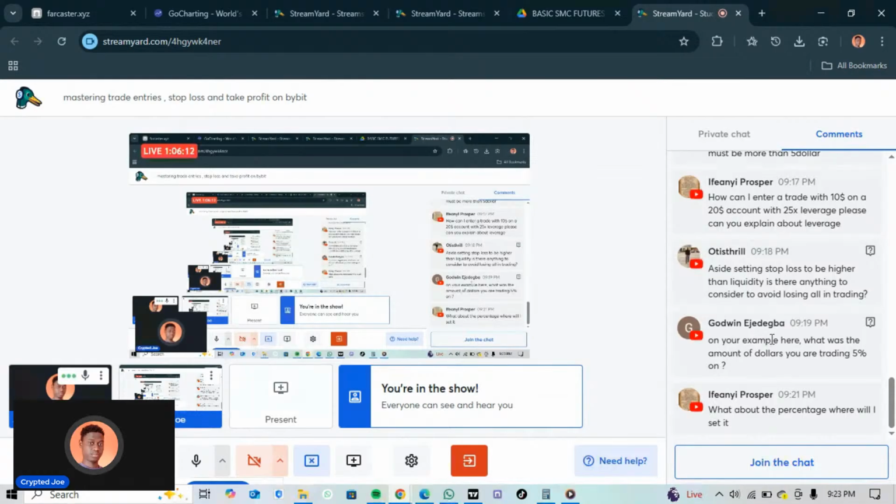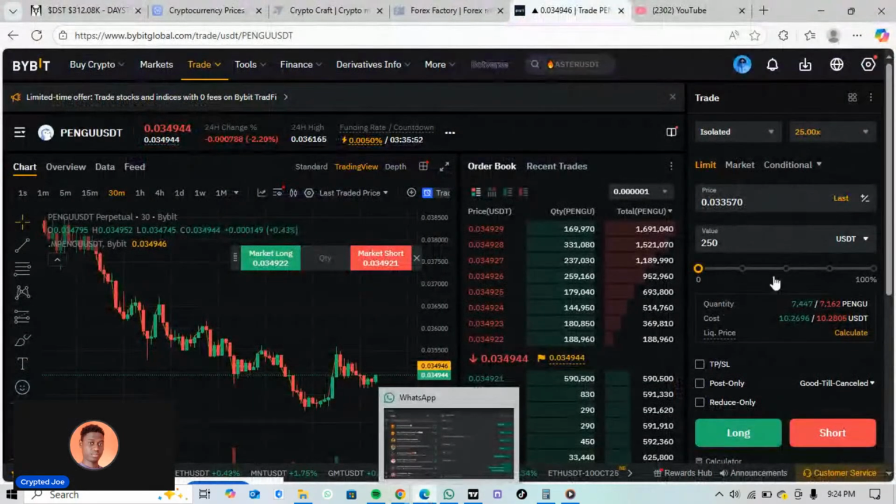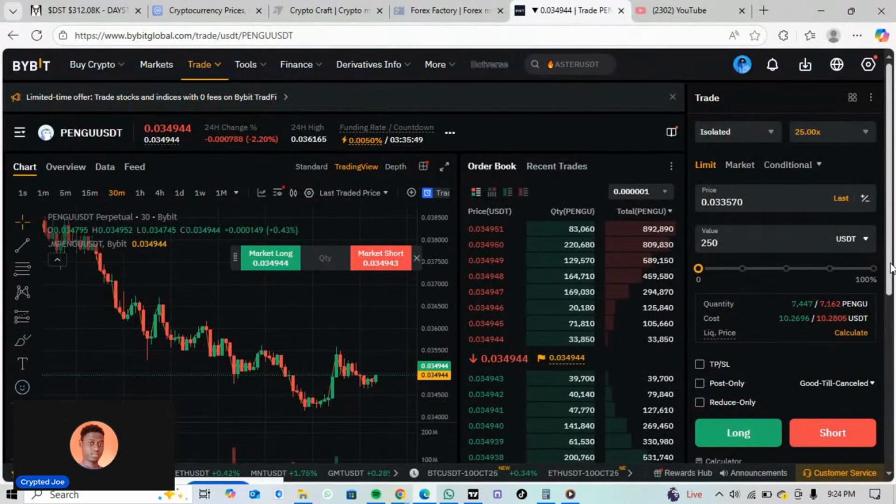Okay. In your example here, what was the amount of dollars you are trading 5% on? I'm using a $5 account for this example. Mathematically, 5% of 5 is 0.25. So on every trade I'm trading on that $5 account, I'm to be risking just 0.25 cents on every trade.